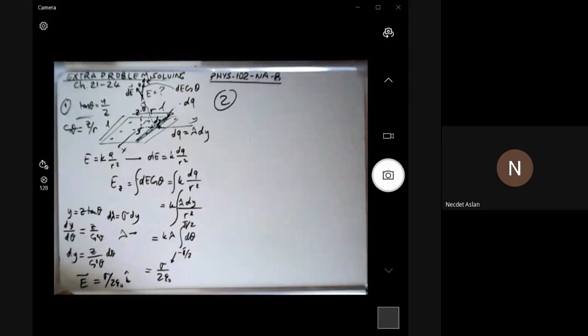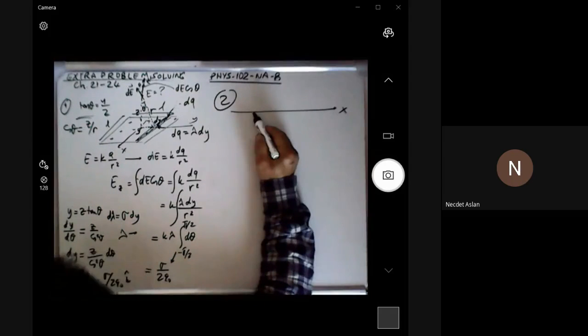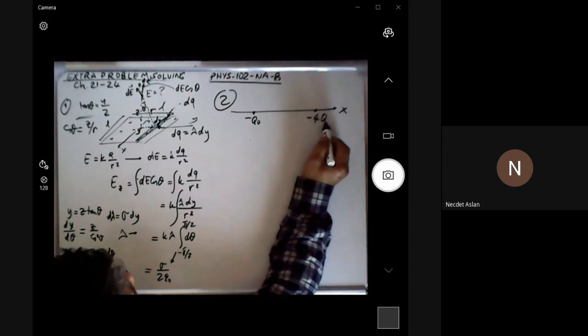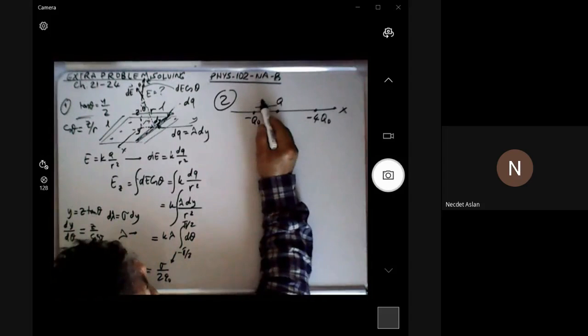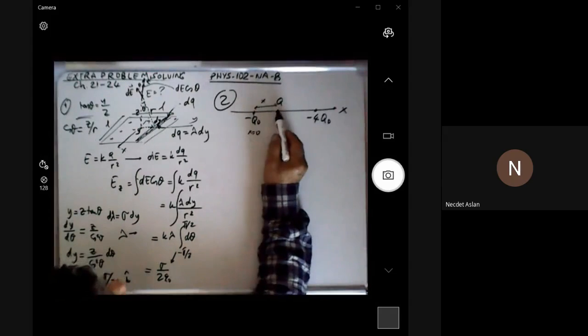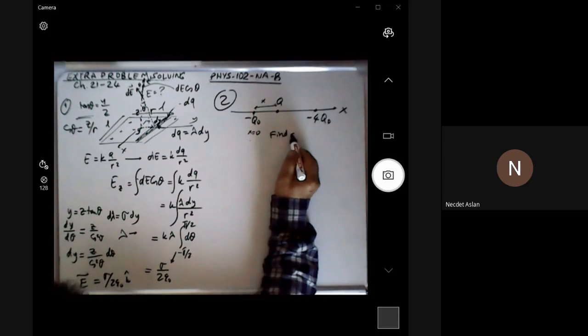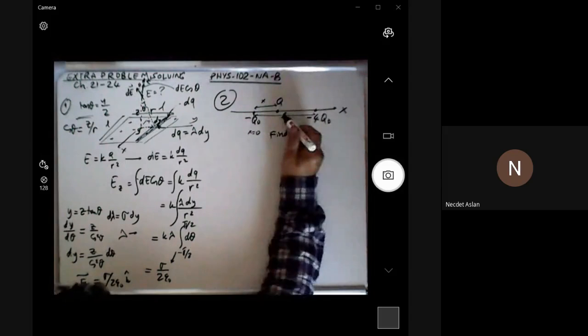The second example we would like to do is here. We have two point charges. One is minus q0, the other is minus 4q0, and we place a charge q in the middle at a distance x. It means that this is x equals 0, by the way. So at the distance x, we just place charge q and find this is the distance between the two charges, q0 and 4q0, is L.